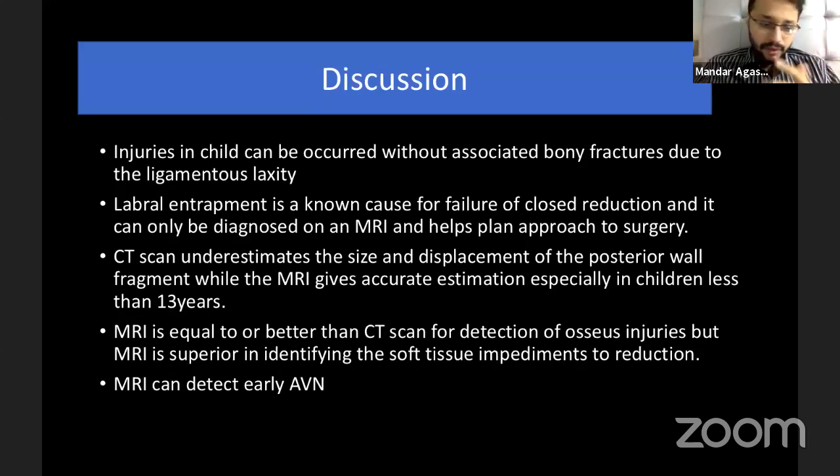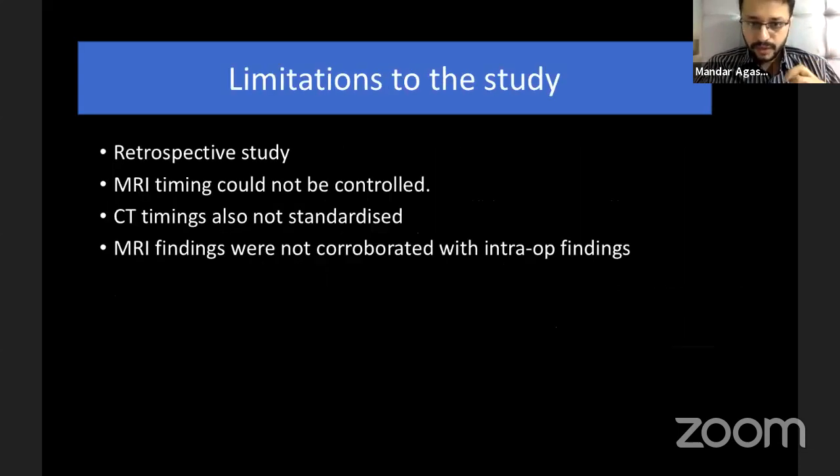But however, they have not given any statistics. It's a very small series and it is very difficult to have any statistical significance to this. And as expected, MRI could detect early AVN. That is what they have said.